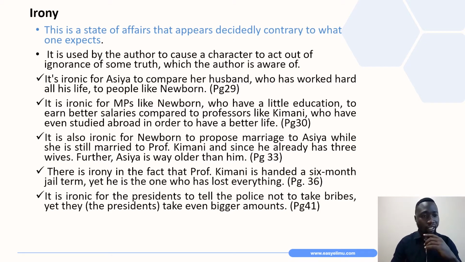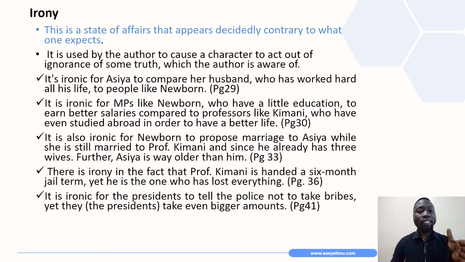So we have got various types of irony, apart from those that I have mentioned. It is used by the author to cause a character to act out of ignorance of some truth which the author is aware of. So a number of examples have been given.